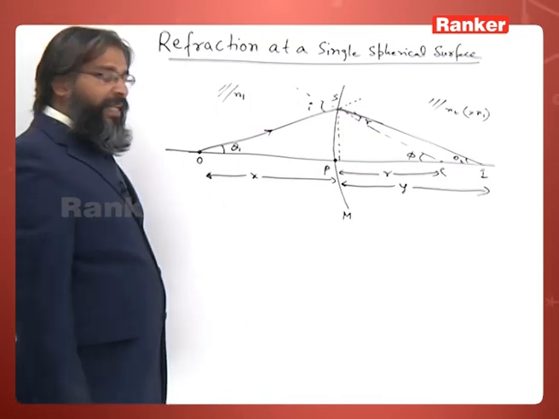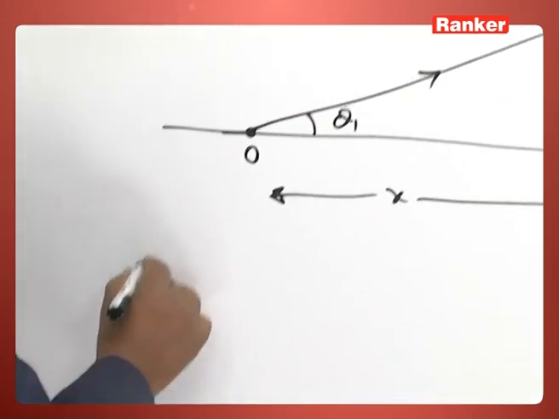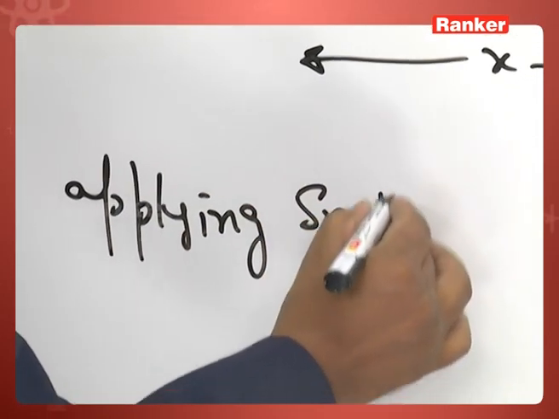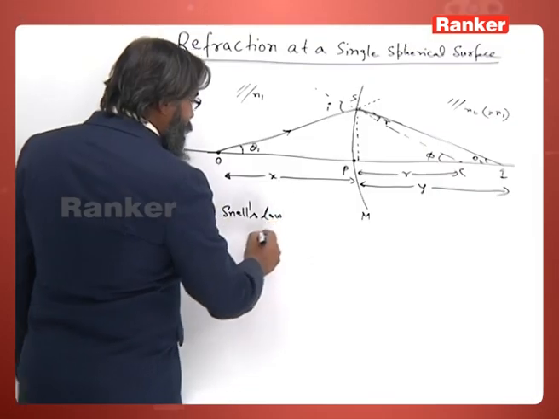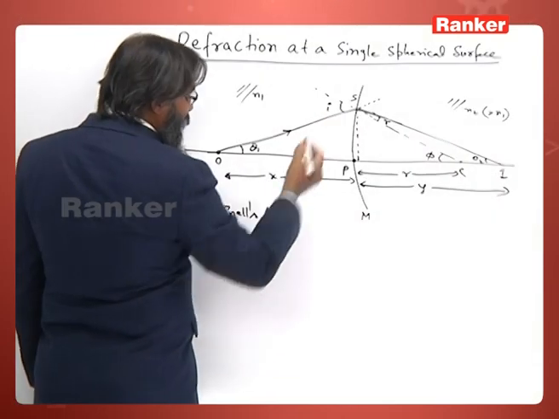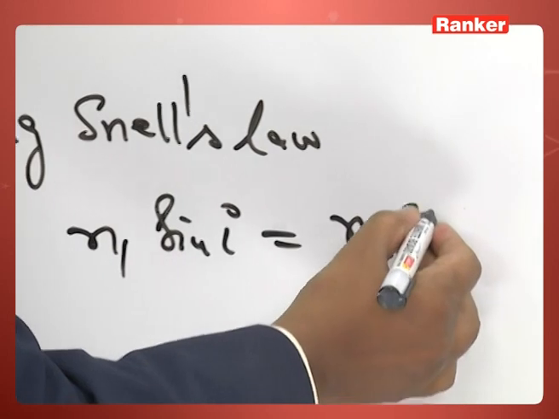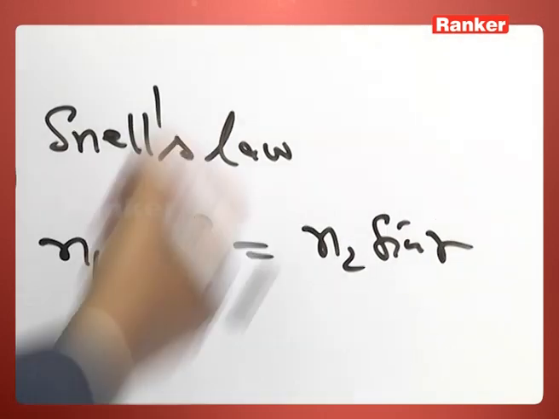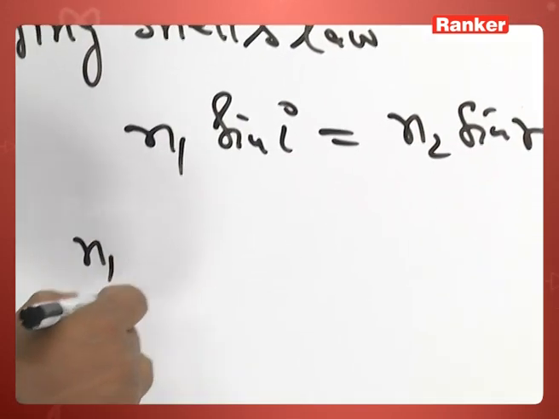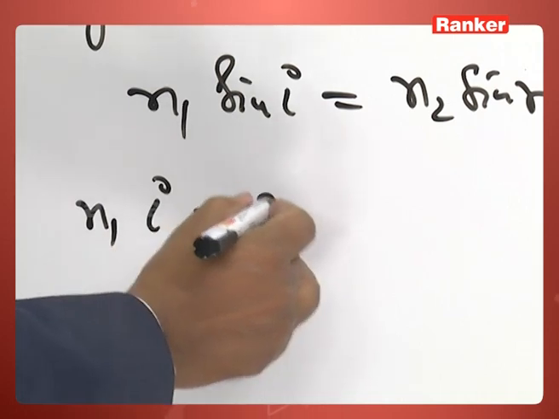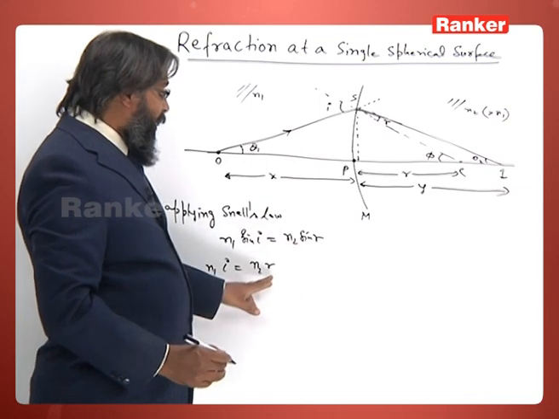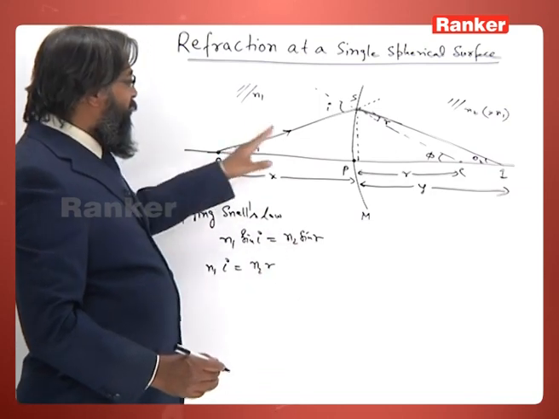Now, we will apply Snell's law. Applying Snell's law, N1 sin I becomes N2 sin R. This is Snell's law at this surface. Now, since the angles are small, we can write N1 sin I as N1 I and N2 sin R as N2 R. So, sin I is I and sin R is R because these angles are small and this is a paraxial ray.